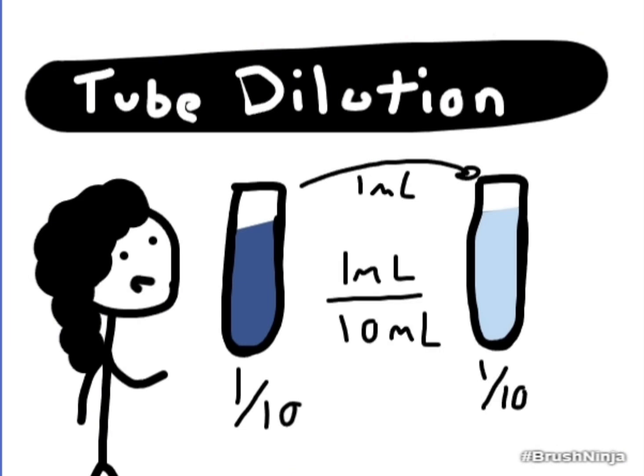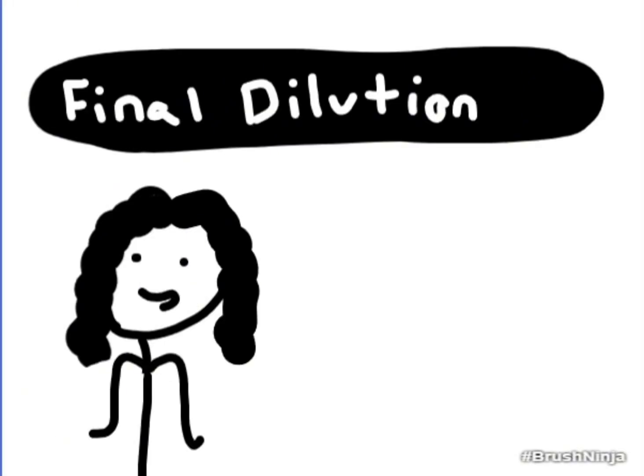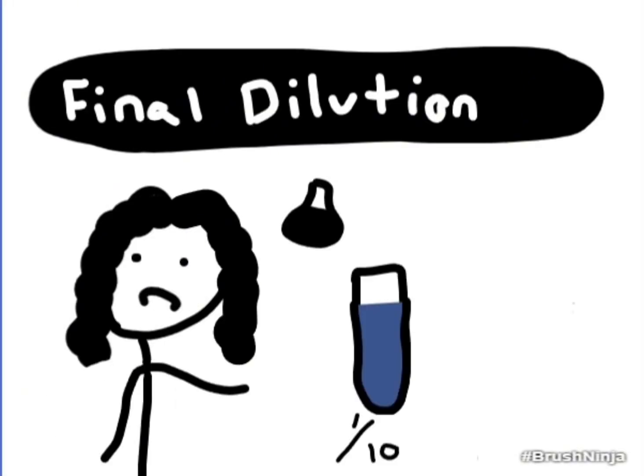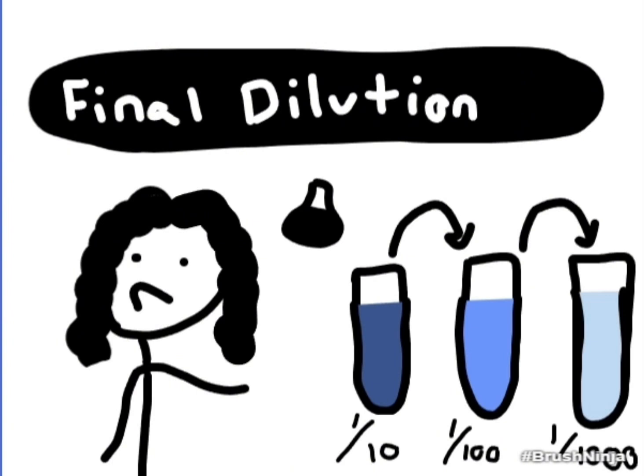It is calculated by dividing the volume of the sample by the total volume. Final dilution refers to the overall dilution achieved after transferring samples through multiple tubes. It is calculated by multiplying the tube dilutions of each tube.